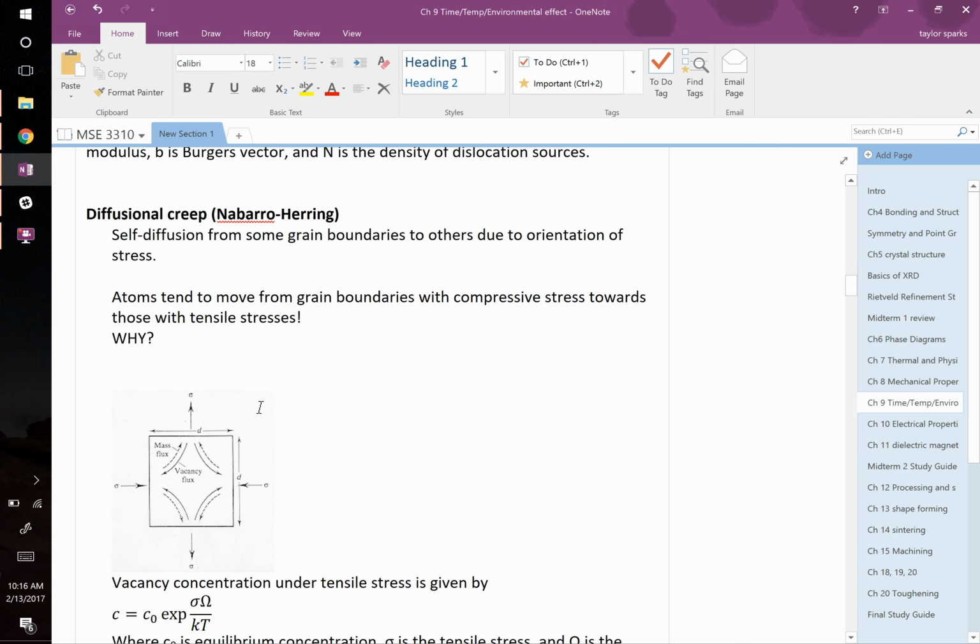Then the second one, this one's interesting, is diffusional creep. So if you take Shetty's ceramics class later on, you'll learn more about this, but we'll talk about it now. Nabarro-Herring is one type of diffusional creep model. And how it works is really pretty clever. Essentially, you get self-diffusion. What does self-diffusion mean, as opposed to any other type of diffusion?